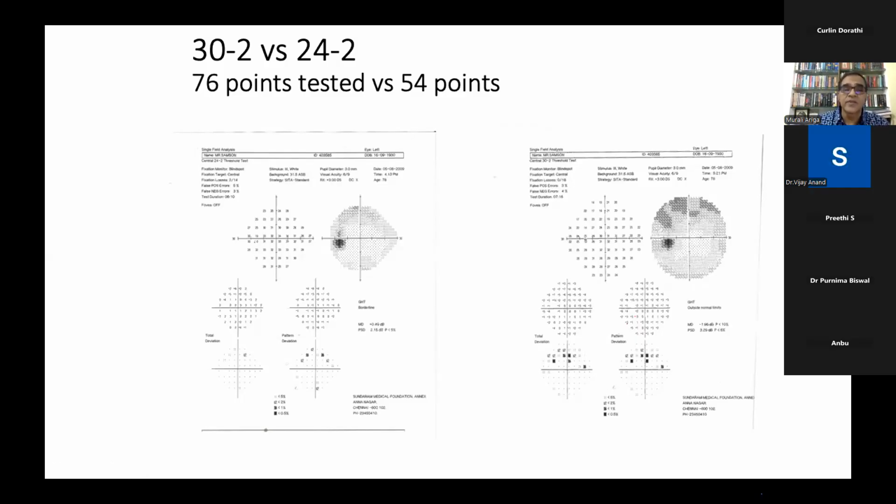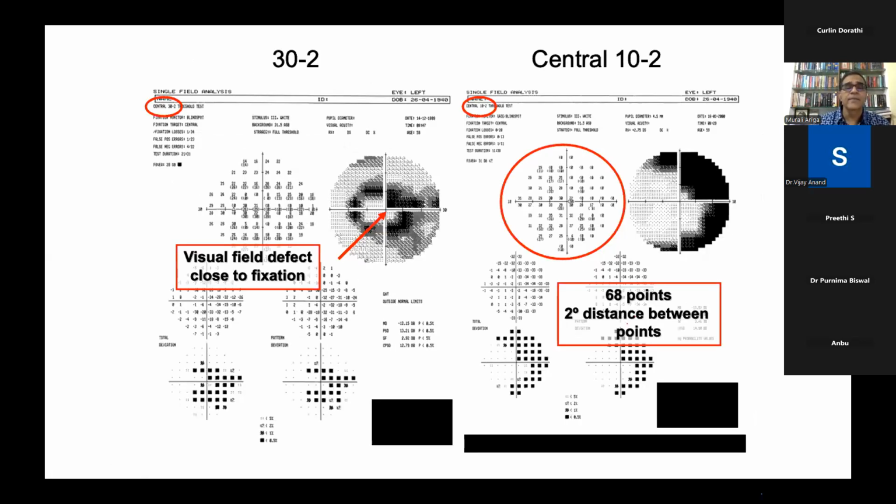When you strongly suspect there's something going on, you see it on the optic nerve, but you don't see it on the visual field, or when the visual field defect is close to fixation, you need to test the central 10 degrees. Why? Because with the 24-2, you're looking at 6-degree pattern testing points, and you tend to miss what is happening in the central visual field. Whereas the 10-2 visual field looks at 68 points with a 2 degree test distance between points. So you're actually zooming into the center of this visual field, getting more information, which is far more useful for us to know.